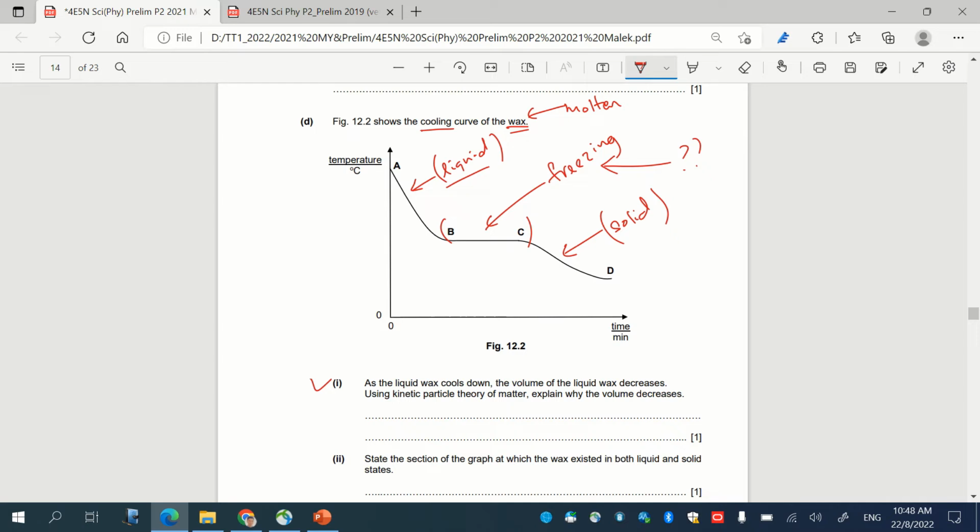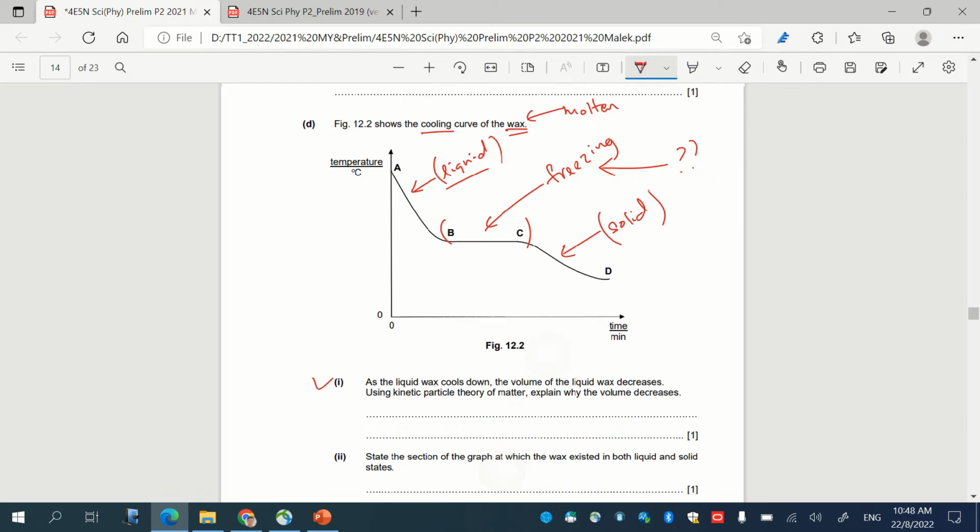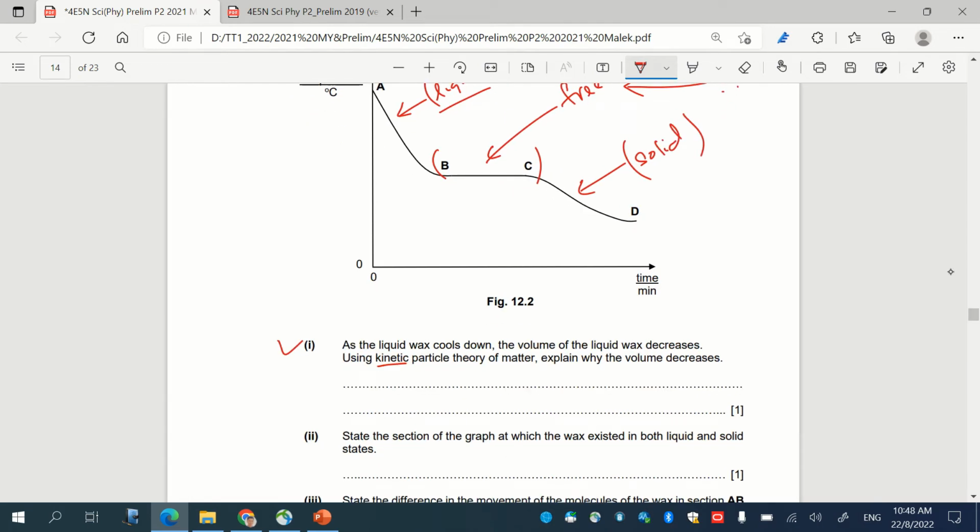As the liquid wax cools down, the volume of the wax decreases. So in kinetic particle theory, that talks about molecules, structure of the solid, liquid, and gas, explain why the volume decreases. So we know that when something cools down, it will contract, right? And when it contracts, the volume decreases. So using kinetic theory means explain in terms of molecular structure why the volume decreases.